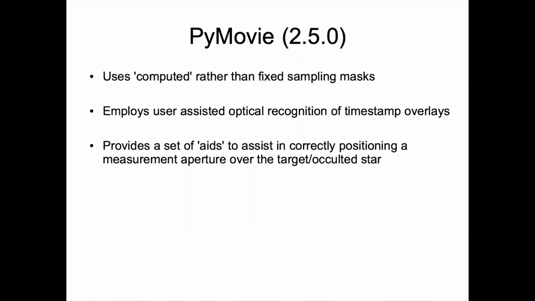There are three areas in which PyMovie departs significantly from similar programs available up till now. While PyMovie is an aperture photometry application, it uses sampling masks that are derived from the image itself rather than a standard circular mask, although fixed circular masks can be used as well. I have a picture of the sampling mask formation process in action on my next slide.